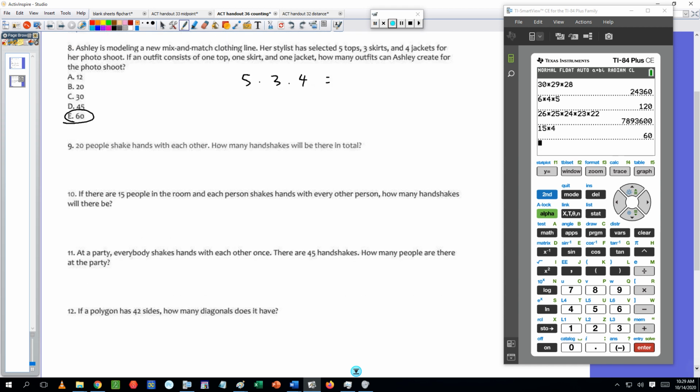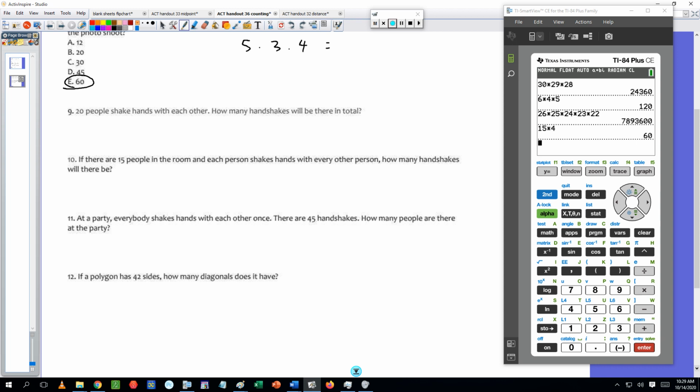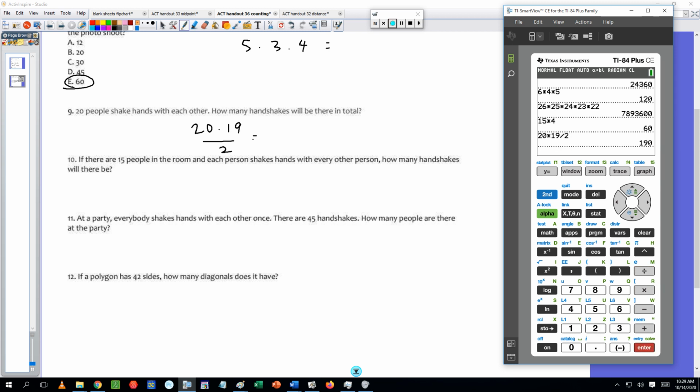20 people shake hands with each other. So these are some open-ended questions I created. 20 people shake hands, so that'll be 20 times 19 divided by 2. 20 divided by 2 is 10. 10 times 19 is 190. There you go. If 15 people are in a room and each person shakes hands with every other person, 15 times 14 divided by 2. 105.